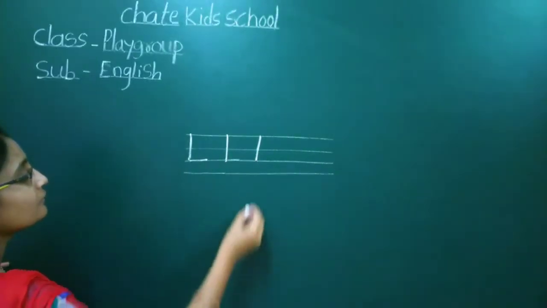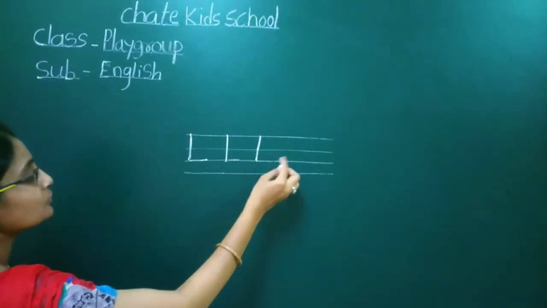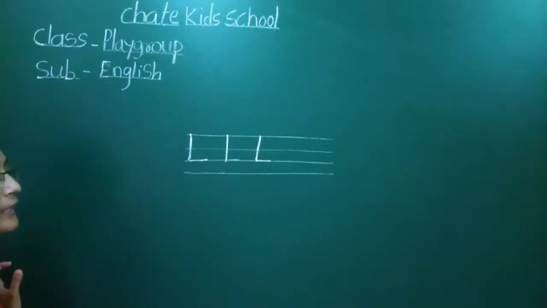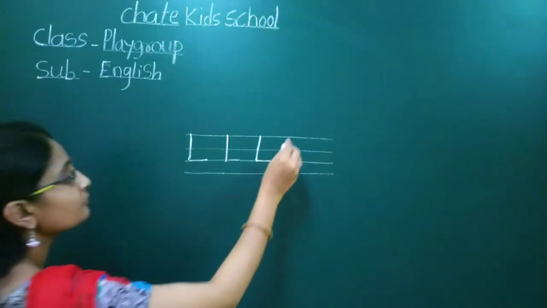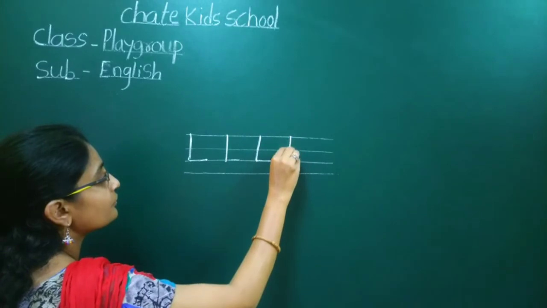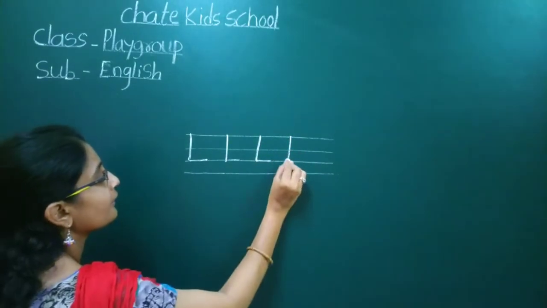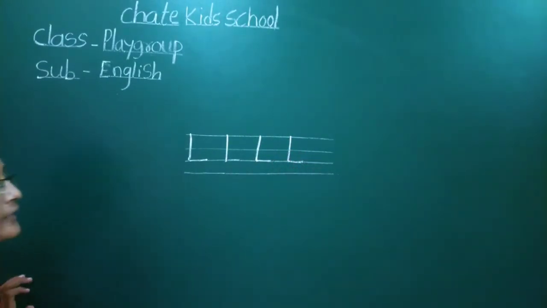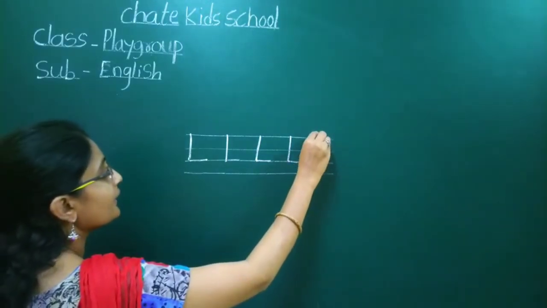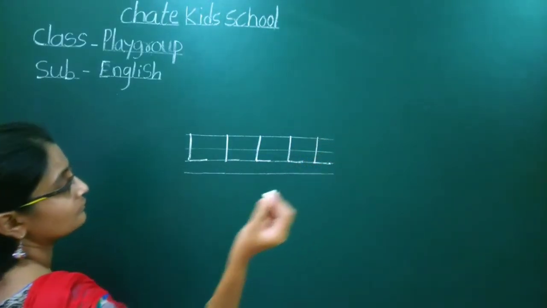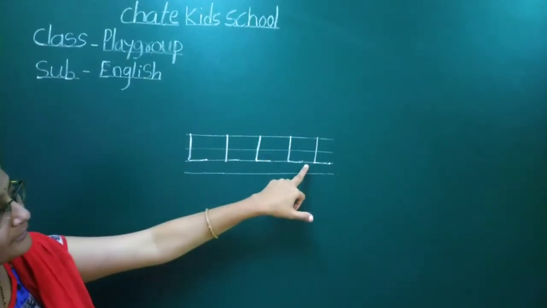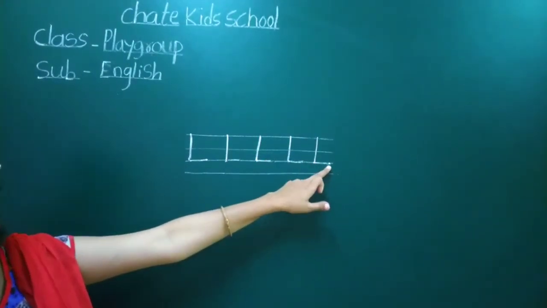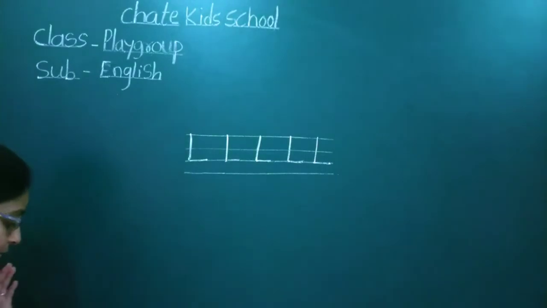Straight line and small slipping line. It makes a capital L. Straight line and slipping line. It makes a capital L. L letter sounds L. Draw a straight line and small slipping line. It makes a capital L.